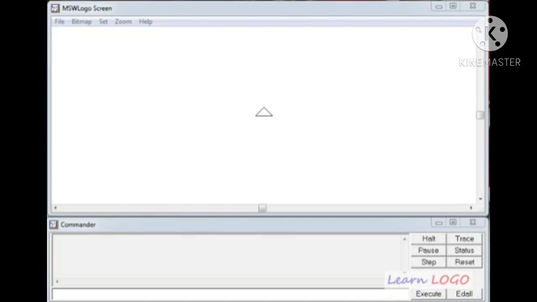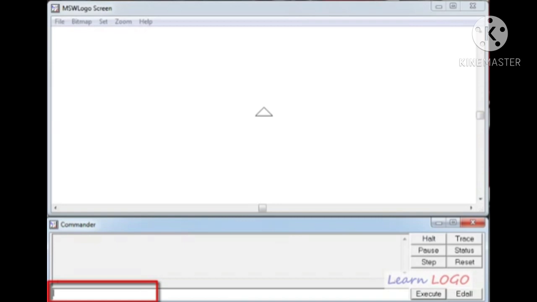Last class we discussed about logo, the logo turtle and the parts of the logo window. Logo is a programming language. The logo turtle is a small triangle that moves on the logo window. Today we are going to learn some instructions in logo.